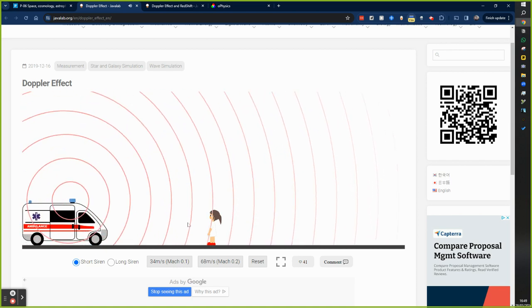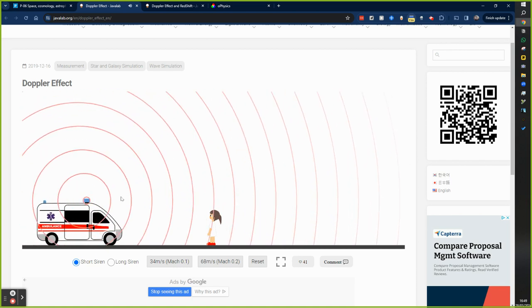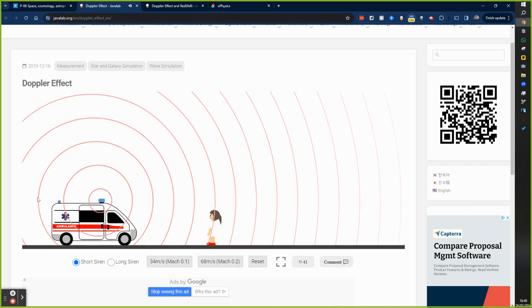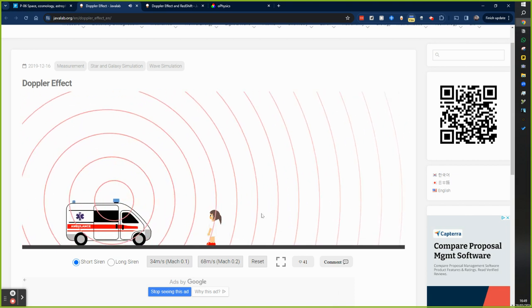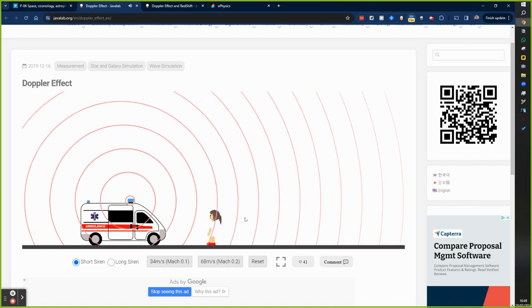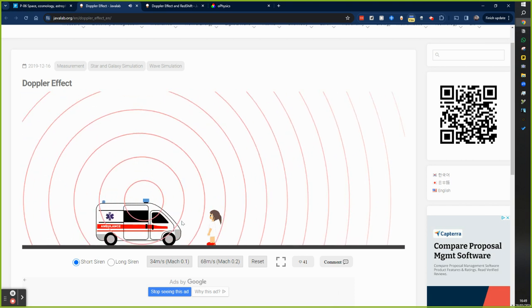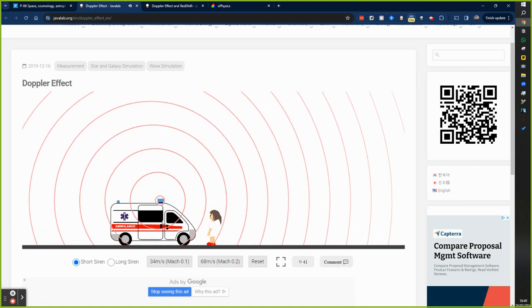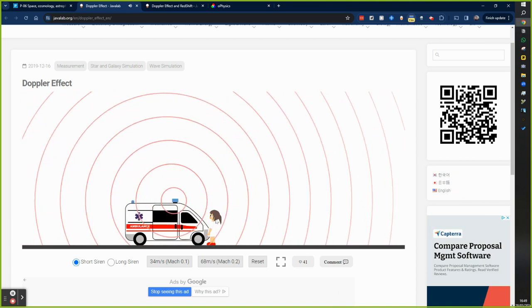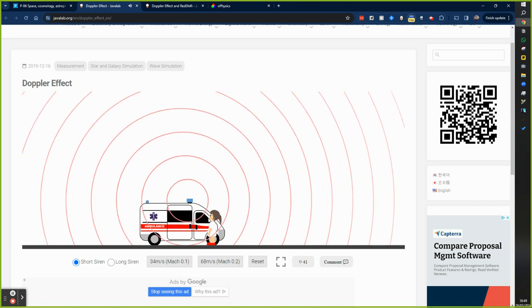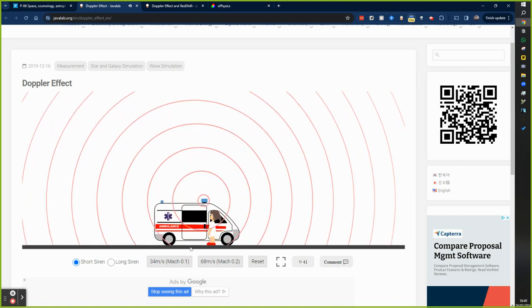Basically, it's slow, but if you look behind, they're more stretched out than they are in front. So the ambulance driver will hear a different pitch to this. She's going to hear this pitch.